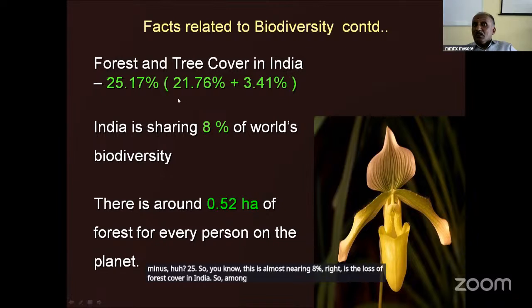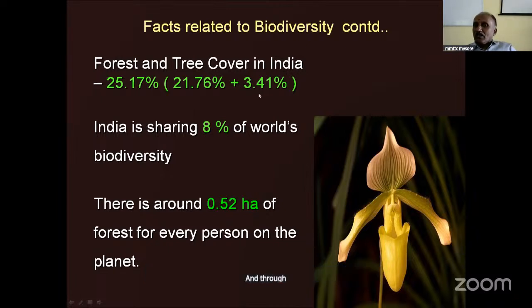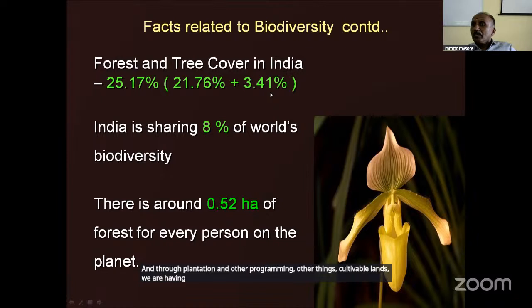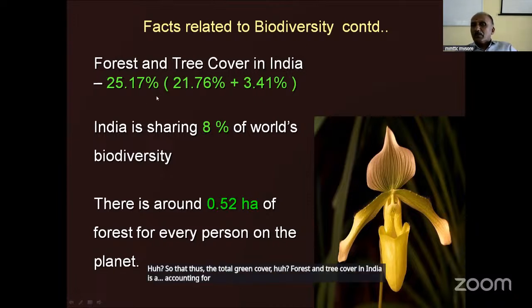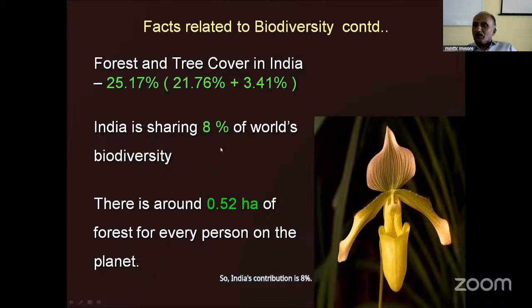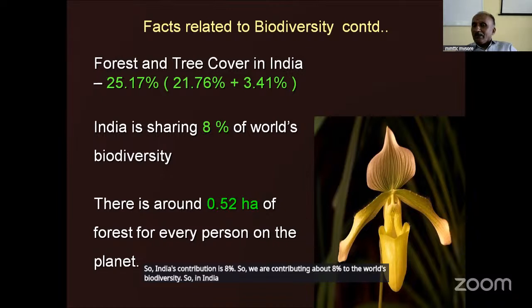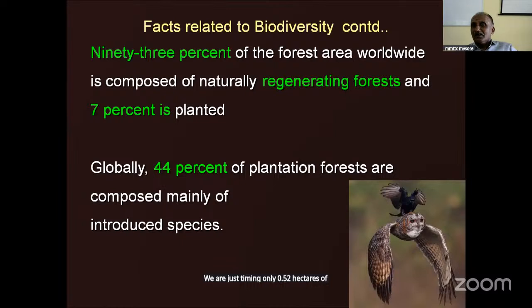So among this, the 21.76% is the actual forest cover, and through plantation and other programs, cultivable lands, we are having about 3.41%. So thus the total green cover, forest and tree cover in India is accounting for about 25.17%. And if you say there is 100% of biodiversity in the world, so India's contribution is 8%. So we are contributing about 8% to the world's biodiversity. So in India, for every person, we are having about 0.52 hectares of the forest cover. We are just having only 0.52 hectares of the forest cover.